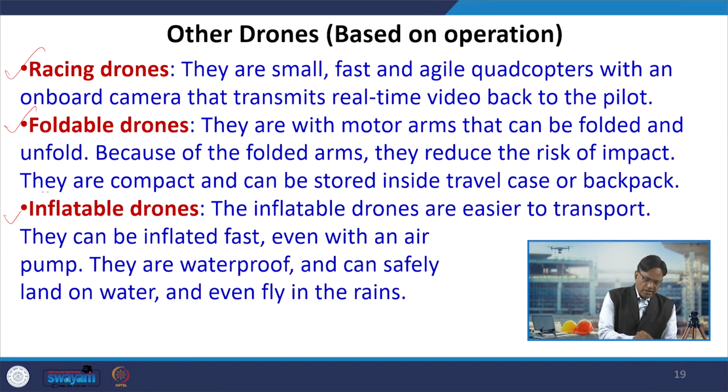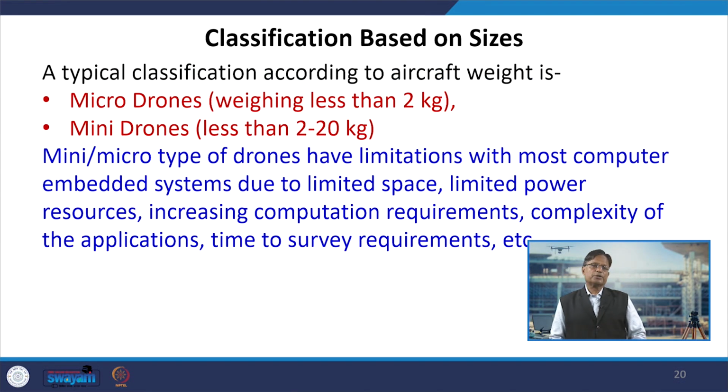And then the last category under the operation is the inflatable drones. The inflatable drones are easier to transport because they can be inflated at the site. Whenever we are using them, they can be inflated very fast, even with a small air pump. They are waterproof and can fly safely on land, on water, and even in the rain. So, these are the other categories of the drone based on the operation.